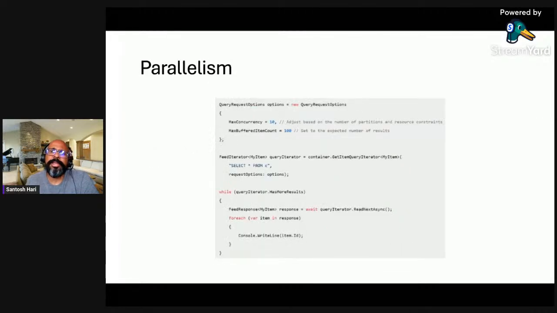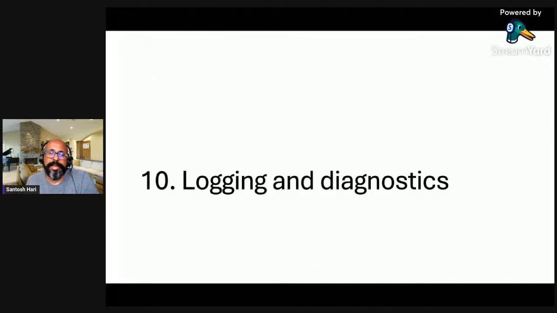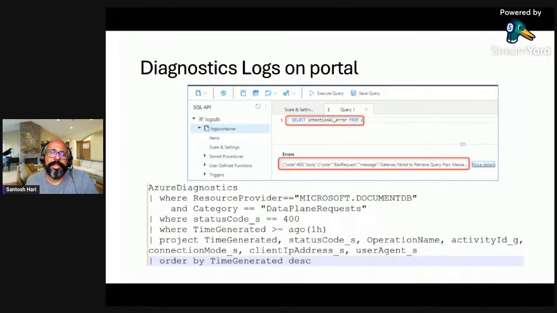And finally, parallelism. There are a couple of items in here that you have to know, like max concurrency. Basically, this is the number of partitions and resource constraint, and max buffer items. So this is the number of prefetched items. Understanding and knowing these properties will help balance your parallelism and resource usage when you're writing intensive applications. And final point, so I'm drawing to a close. Get familiar with diagnostic logs.